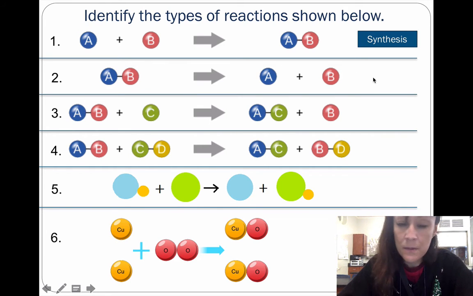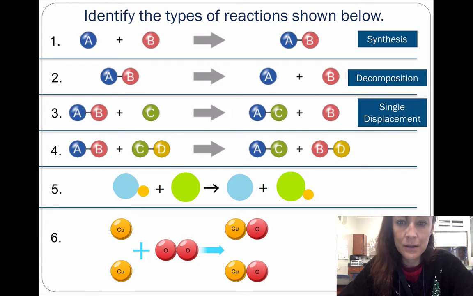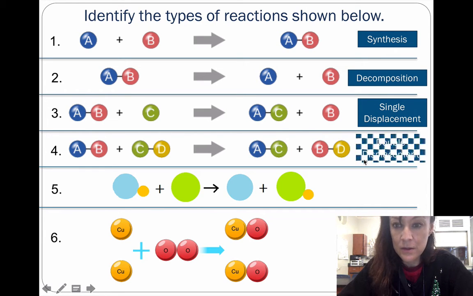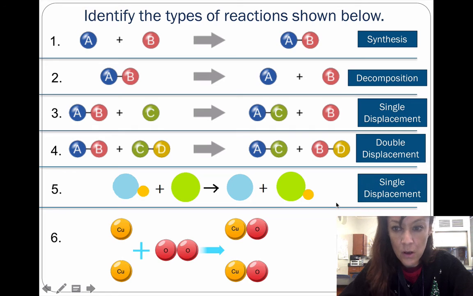Number 2 looks like the opposite, so decomposition. Number 3, notice that you end up with C displacing, replacing the other one, so this is a single displacement. In 4, notice that it's a double displacement, right? The B and the D switch. Single displacement over here, you can see. And over here, you've got a type of synthesis. They combine.